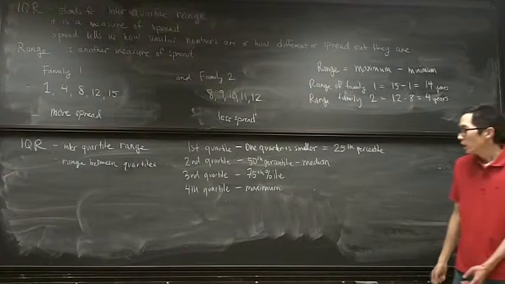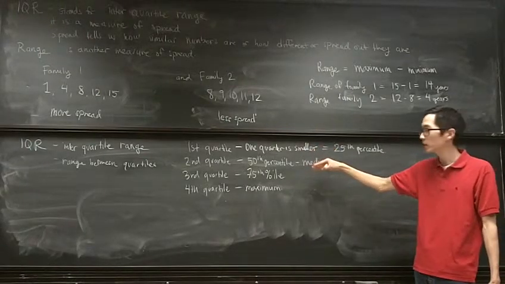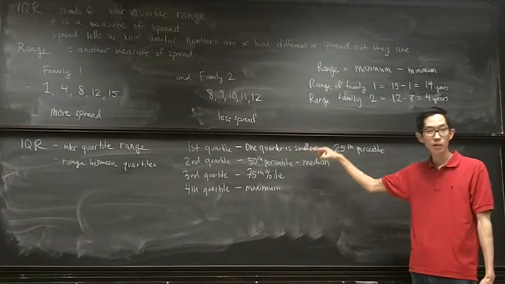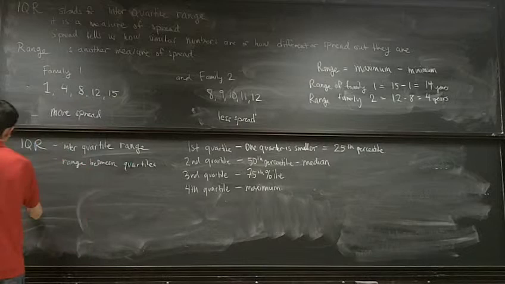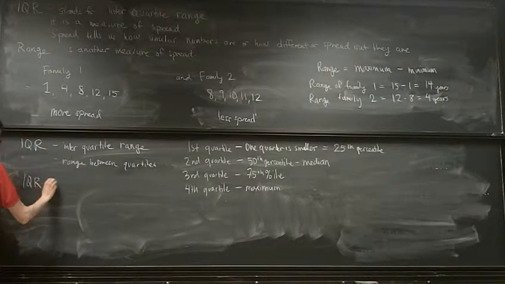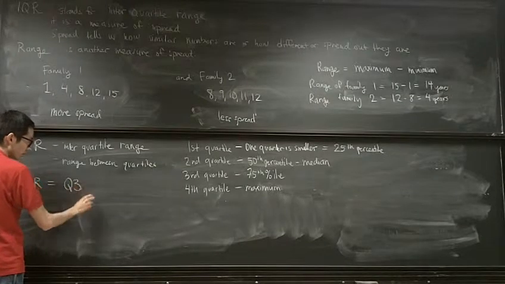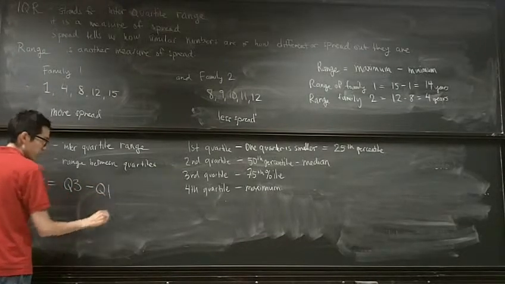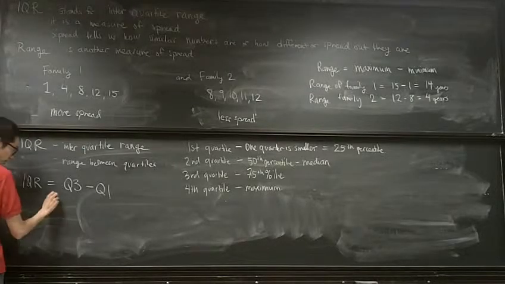Okay? So when we're talking about the interquartile range, we're talking about the difference between the third quartile and the first quartile. So the IQR is equal to Q3, or the third quartile, minus Q1. It's the difference between the third and first quartile.